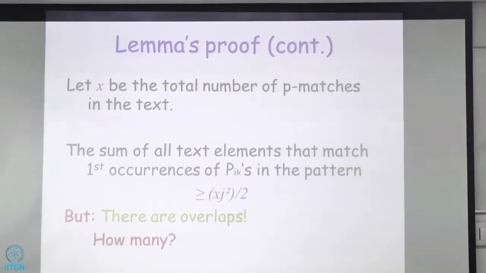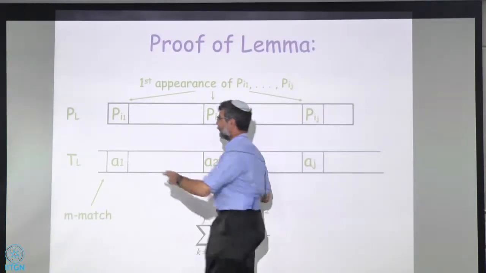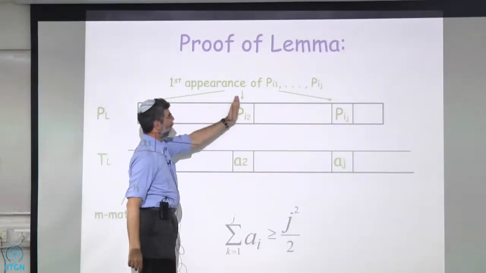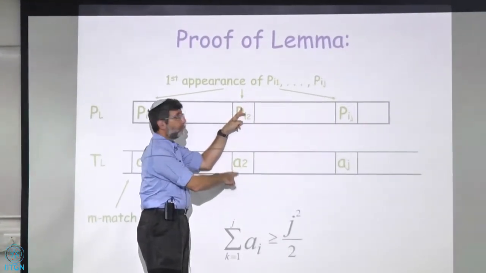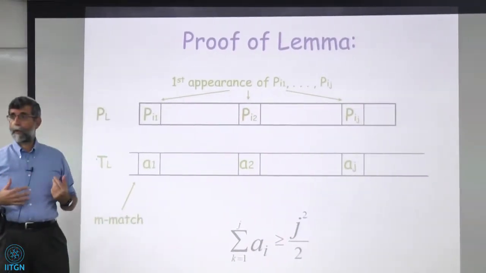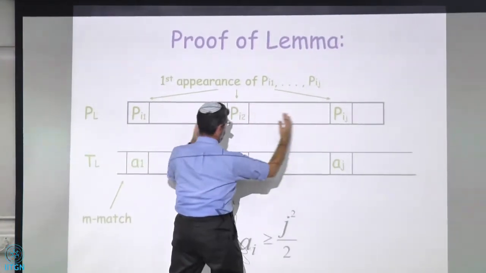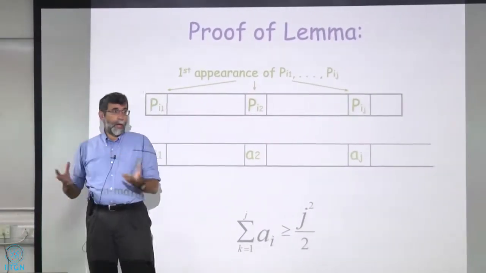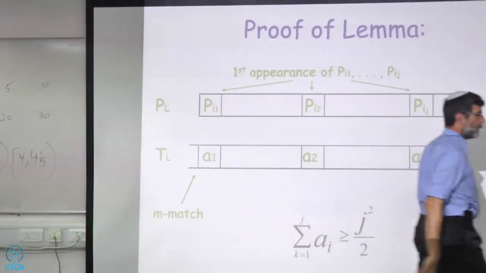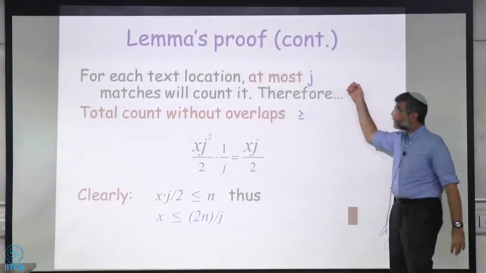Let's go back to the picture and you'll be able to see what's happening. So who is going to count this one? Well, if there's a parameterized match over here, it's going to be counted because it's pi2. Well, it may also be counted if pi1 is here. So it may be counted for pi1, and it may be counted for pij if pij is here. But those are the only locations where it's going to be counted. In the entire m options of shifting the pattern over this A2, only j could count it more than once. So that's also an upper bound. So the most that we can count it is j times. So every such text location, at most j matches counted.